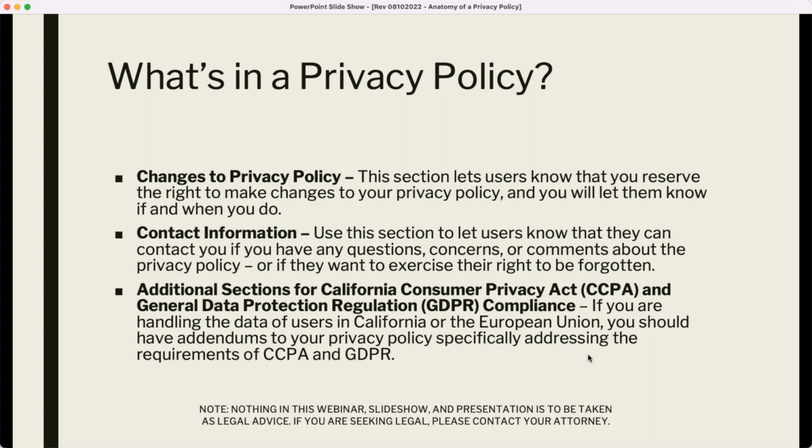Next is applicable only under certain circumstances, which I'm not going to get into. But if the California Consumer Privacy Act applies to you, or the GDPR, General Data Protection Regulation, applies to you, if you're handling data of users in California, the European Union, or now, once again, Virginia, which is coming up next year, you should have addendums or additions to your privacy policy specifically addressing the requirements of those privacy regulations.